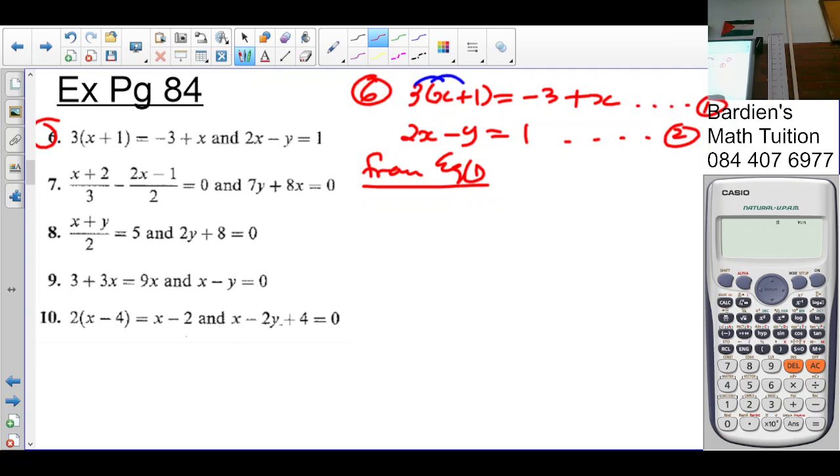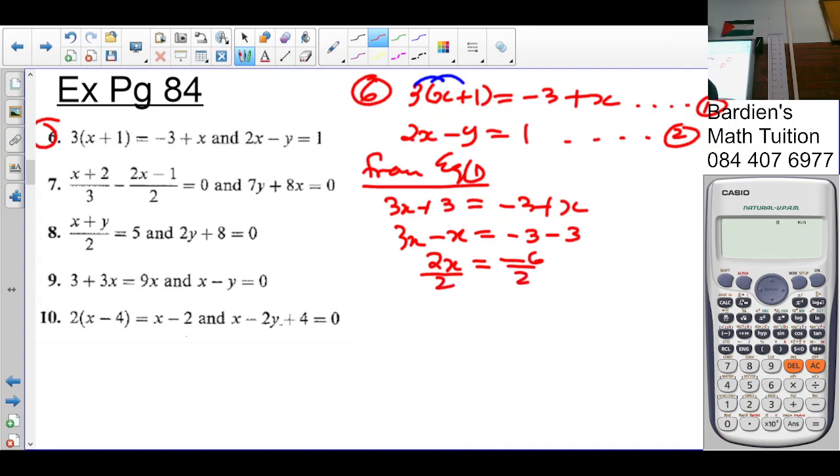Lisa. Yes. I wrote 2. We circled the 2. You go now. So I wrote 3x plus 3 equals negative 3 plus x. Nice. Carry on. 3x minus x equals negative 3 minus 3. 2x equals negative 6. Then I got x equals negative 3. So that wasn't the issue.